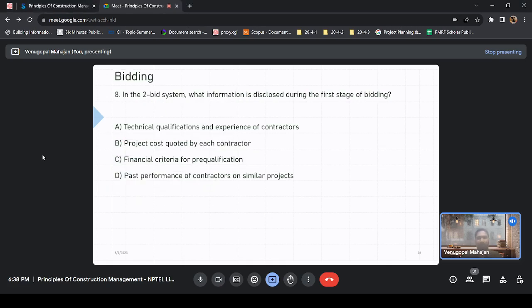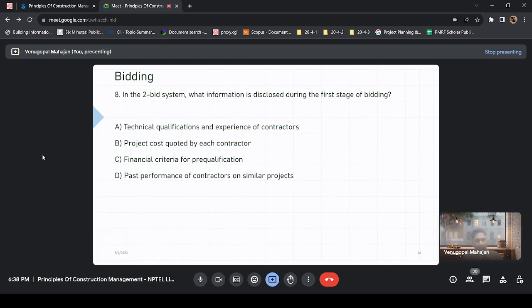Now coming to bidding. We'll discuss some interesting things because we had one participant from the government side, right? So in bidding we will try to make it interesting. In the two bid system, what information is disclosed during the first stage of bidding? You guys are quite clear about the two bid system, right?